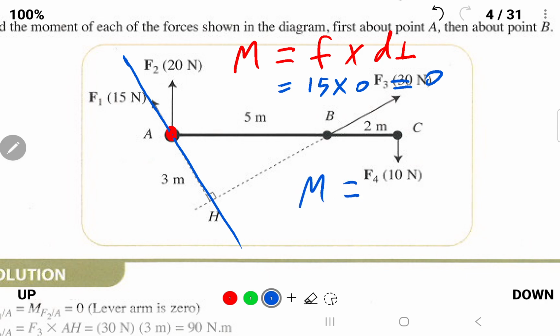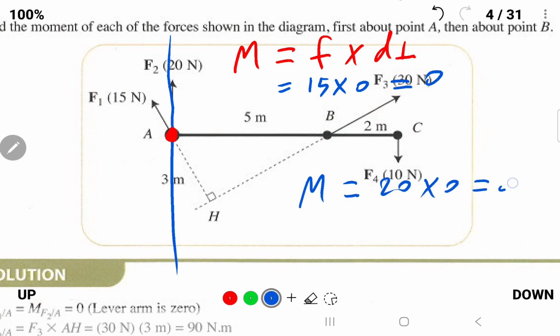Moment equal force times distance. Now let's see, where is F2? Here is F2, we make it a line. And the pivot, we make it a point. Again, the point is on the line, so the distance is again 0. So here we write 20 times 0, and this would be 0.